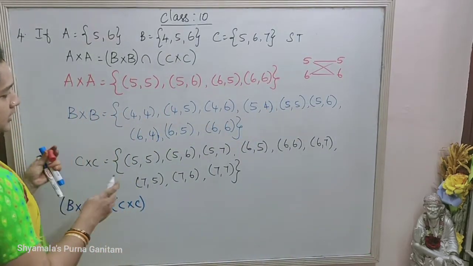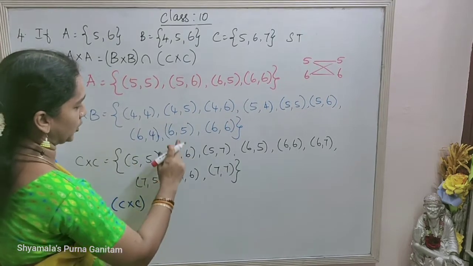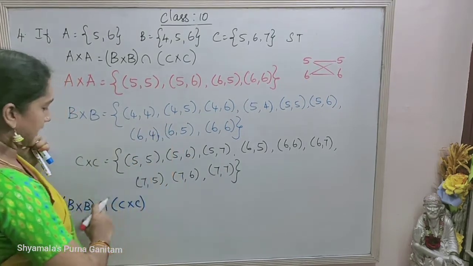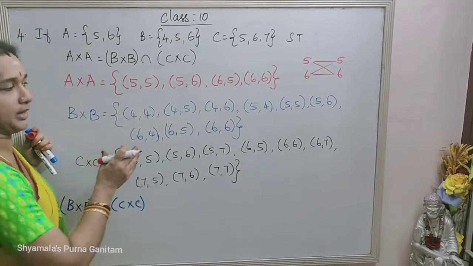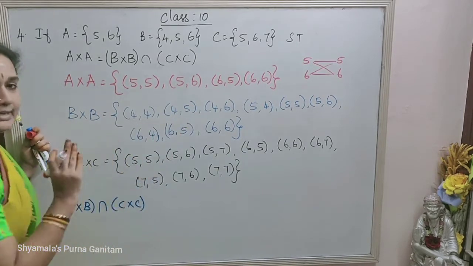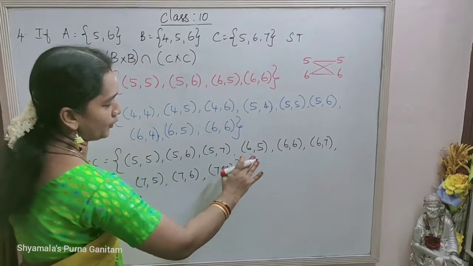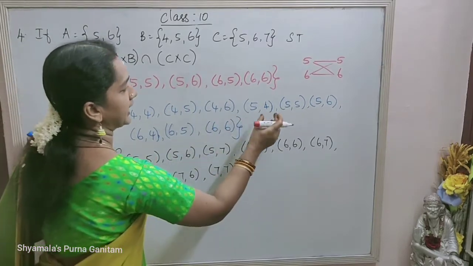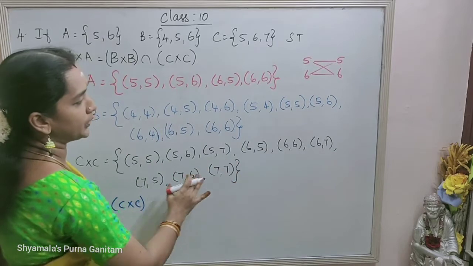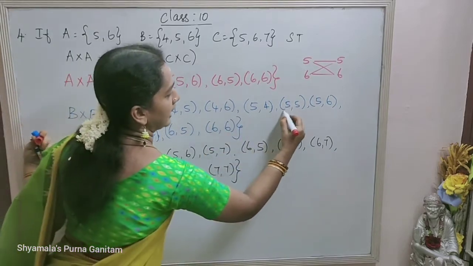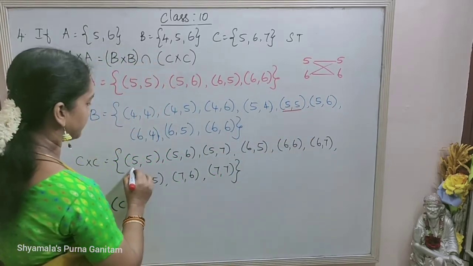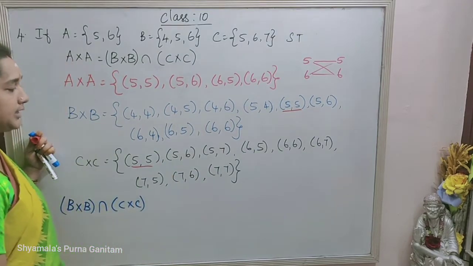So first one, (4, 4) is not there. (4, 4) is not there in this. That is, intersection means common ordered pairs for B cross B and C cross C. That is the answer for this. Then (4, 5)? Here (5, 4) is there, but here we don't have (5, 4). We have (5, 5) here. So (5, 5) is common in this.